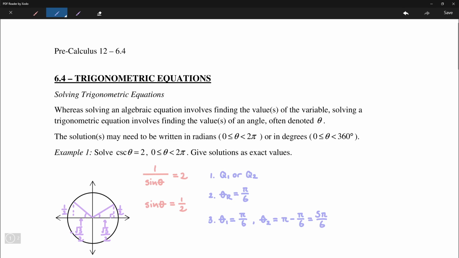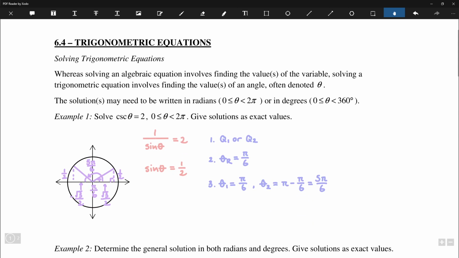Okay. So looking at the diagram here, we know that this angle here is pi over 6, and this angle on the left is also pi over 6. So the actual angle is going to be pi minus pi over 6. So we have 5 pi over 6 as the second answer, whereas pi over 6 will be the first answer. Okay, all right, so that's the idea. And we have found both the solutions that are between 0 and 2 pi.